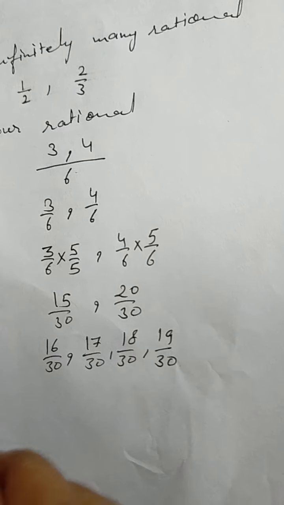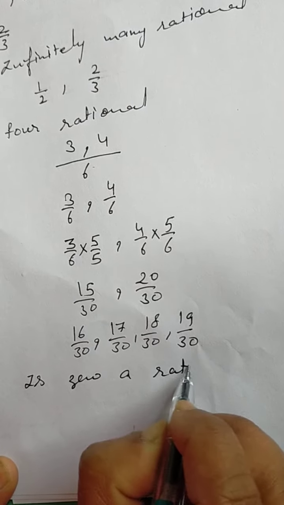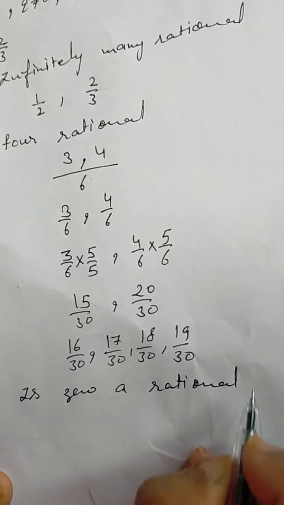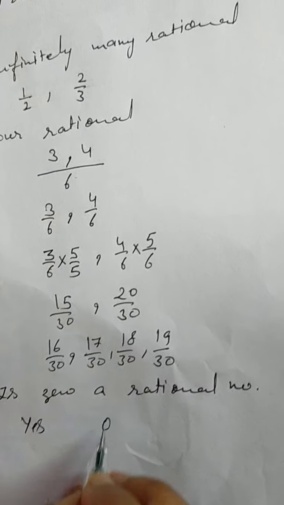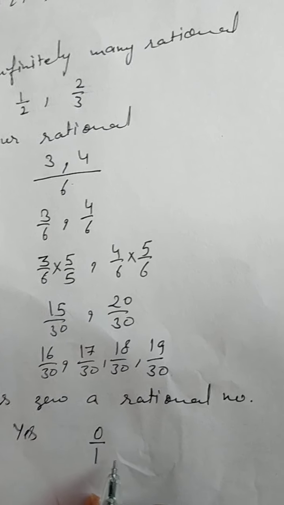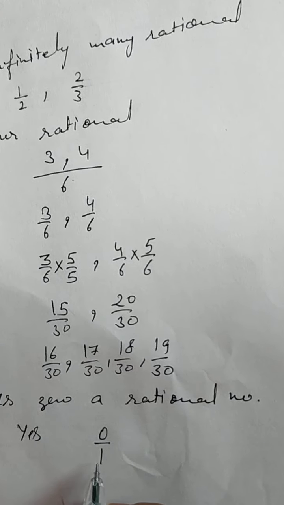One question is there: is 0 a rational number? The answer will be yes. Why? Because 0 can be written as 0 upon 1. It can be written in the form of p by q. So yes, it is also a rational number.